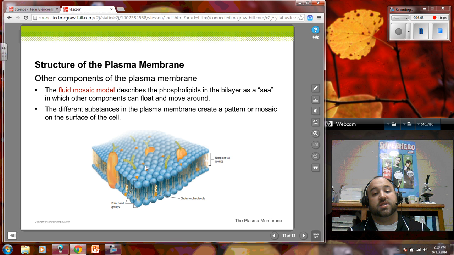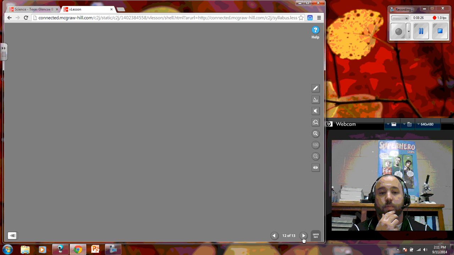Different substances in the plasma membrane help create a pattern, or a mosaic, on the surface of the cell. A mosaic pattern has many different pieces that make it one whole thing. That's what it means. Fluid means it can move. Mosaic means it has many different parts. Model, which is what we're looking at, is this membrane. It's our model that we're paying attention to.